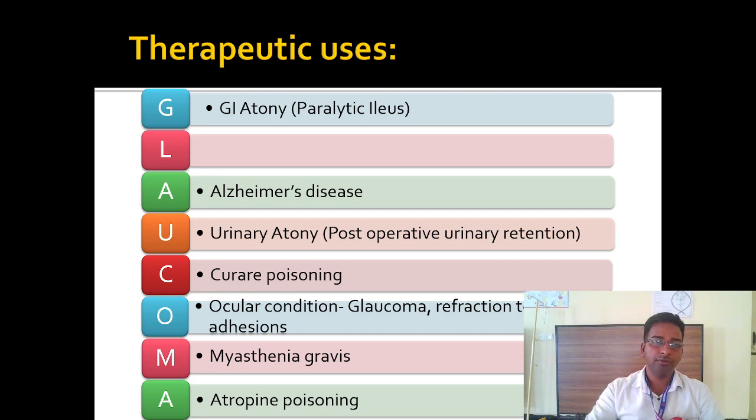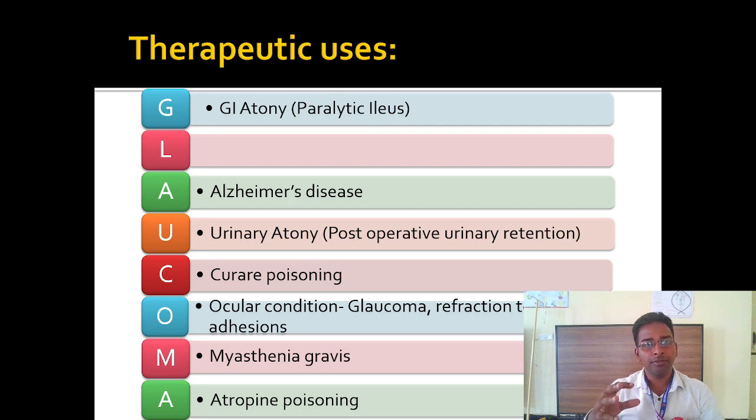And this is a list of therapeutic utility of these indirectly acting cholinomimetic drugs. Mainly it is used in gastrointestinal atony to increase the tone of the gastrointestinal smooth muscles. We can use all these cholinomimetic drugs, particularly in paralytic ileus and gastric stasis.